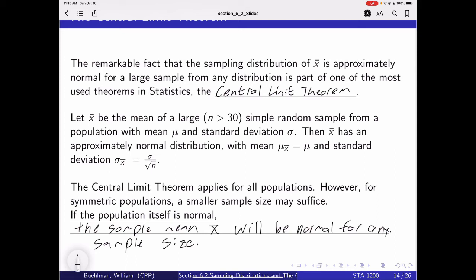So what that is saying is if you know the population is normal, no matter what your sample size is, it will be normal as well. But that is only if you know the population itself is normal.